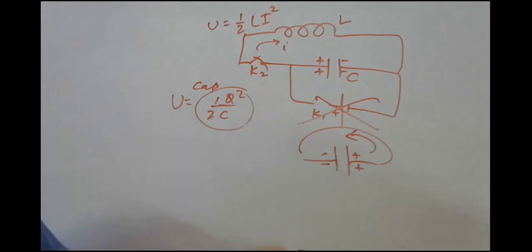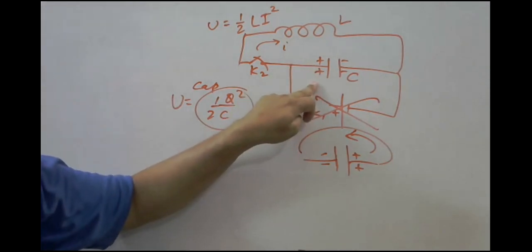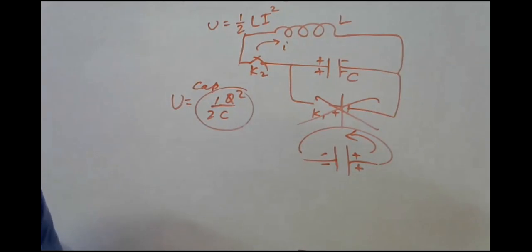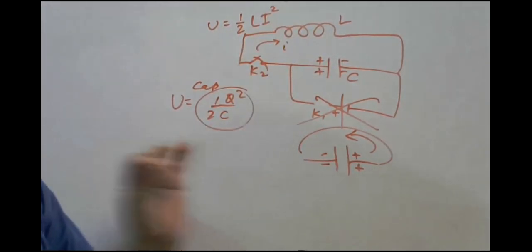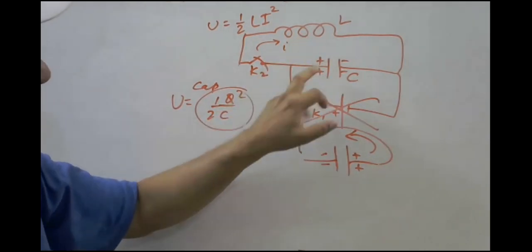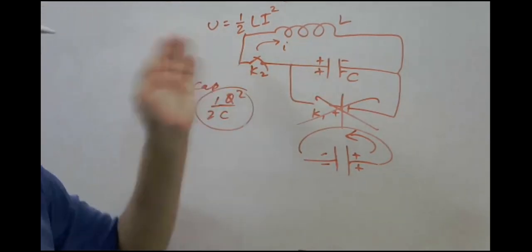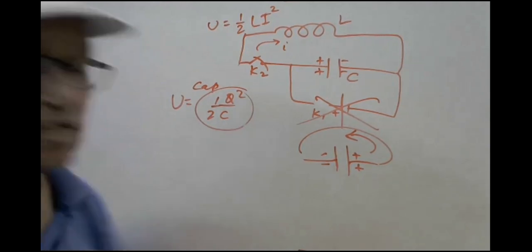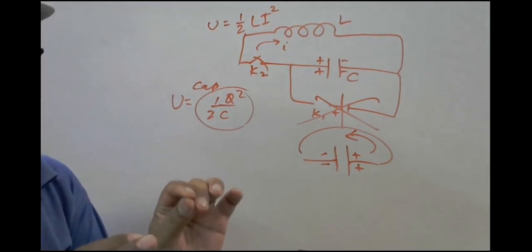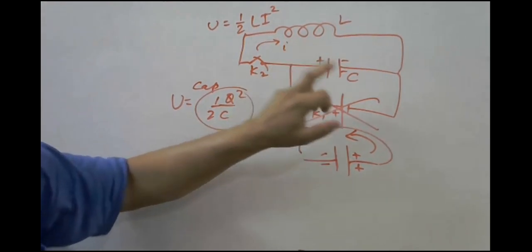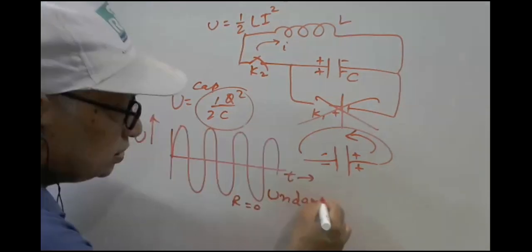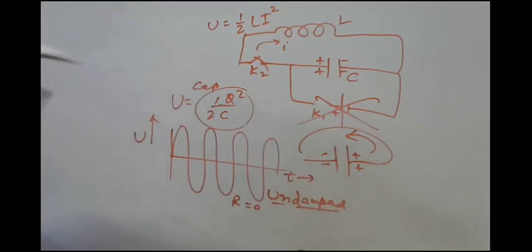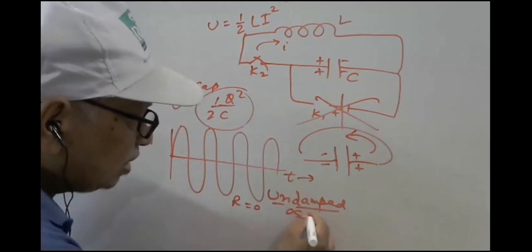This way, energy is transferring from capacitor to inductor and from inductor to capacitor. This way, it is called energy oscillating between the two, L and C. It is called LC oscillation. Actually, in LC oscillations, energy is oscillating from the electric field in the capacitor to the magnetic field in the inductor and vice versa. If there is no loss of energy, it is called undamped oscillation.